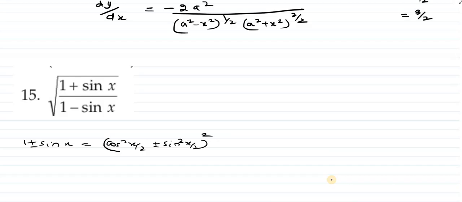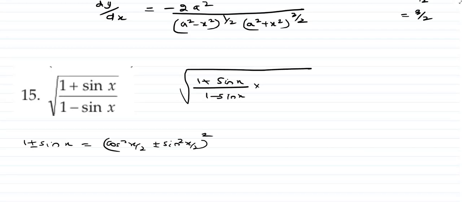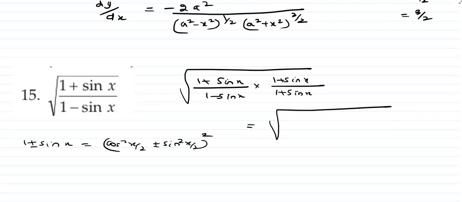The other way of doing it: 1 plus sin x in the numerator and 1 minus sin x in the denominator, they have given, right? So what can I do? I can multiply and divide by 1 plus sin x. In this way, in the numerator I will get 1 plus sin x the whole square, and in the denominator I will get 1 square minus sin square x.